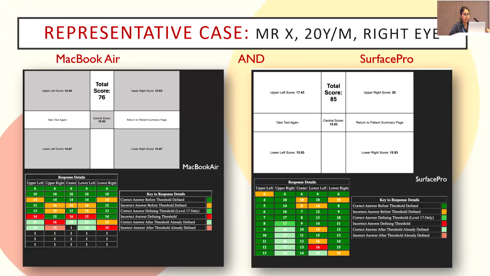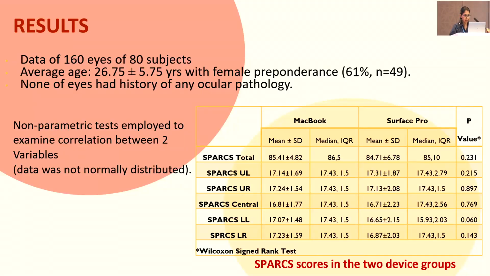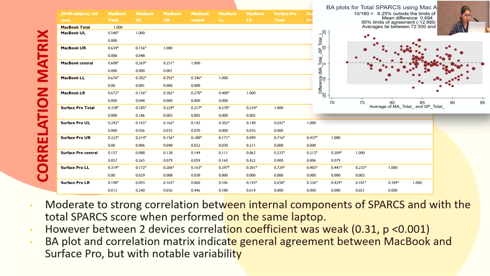This is a representative case of a 20-year-old male on both MacBook Air and Surface Pro, showing us the different total scores and different values for quadrant-wise score. Coming to the result, data of 160 eyes were evaluated of 80 subjects with an average age of 26 years. Non-parametric tests were employed to examine the correlation between the 2 variables. A moderate to strong correlation was found between the internal components of Sparks and with the total Sparks score when performed on the same laptop.